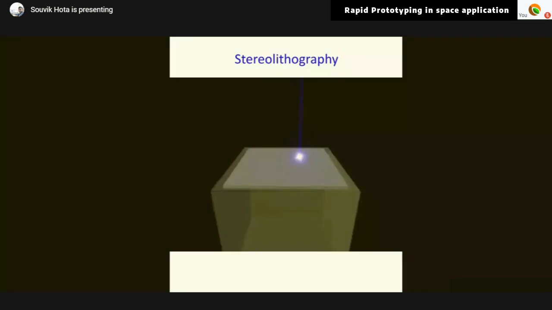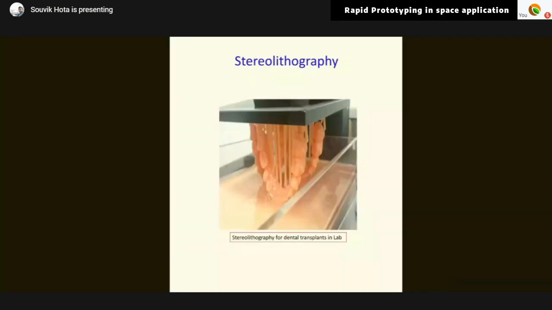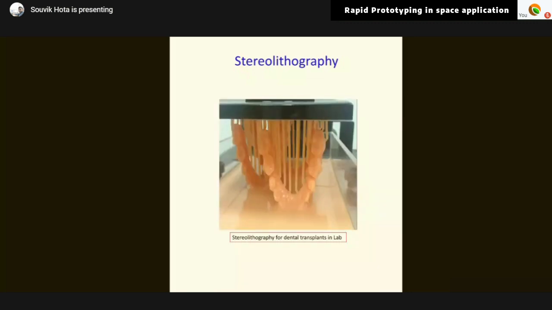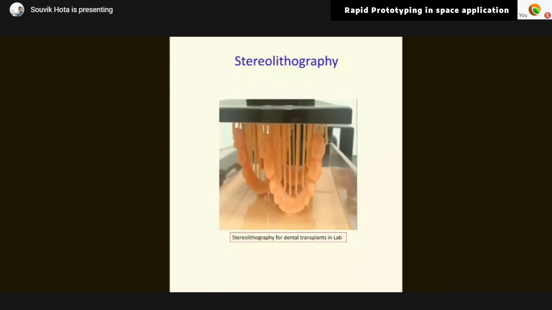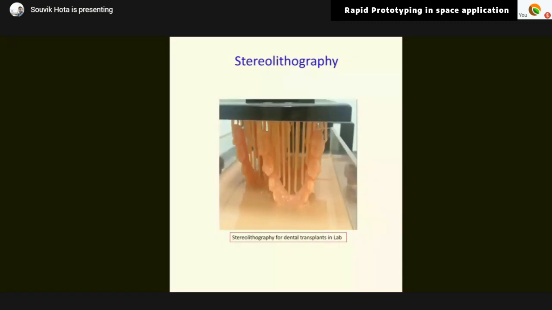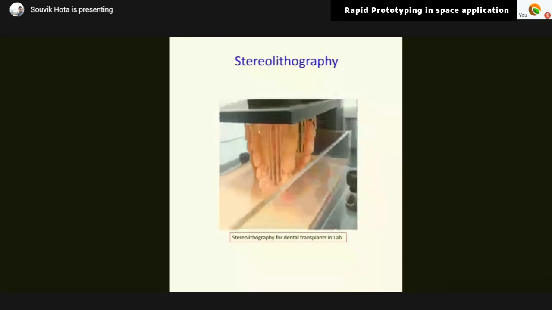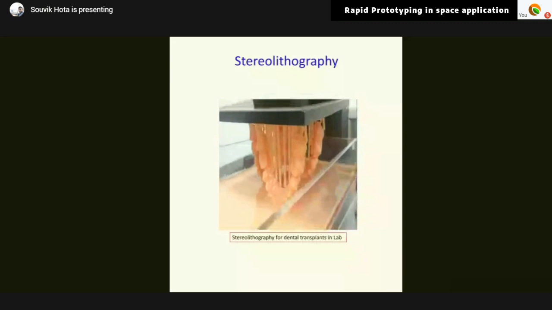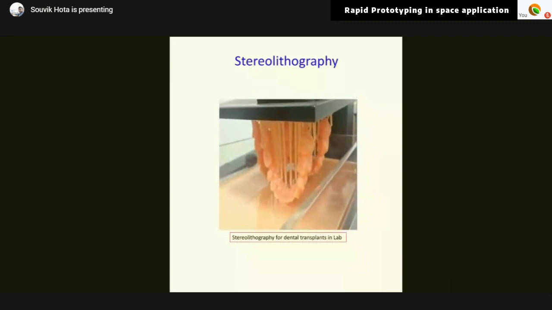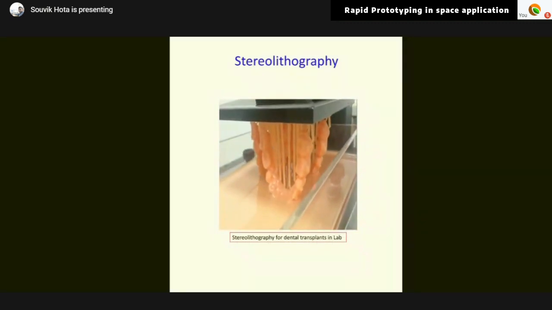an entire layer. Then this is another stereolithography process, where we can see in our lab how we produce the dental implant. So we can see this video. This is the live video where we are producing this dental implant. For the dental implant, we are using this kind of prototype formed with the help of stereolithography.